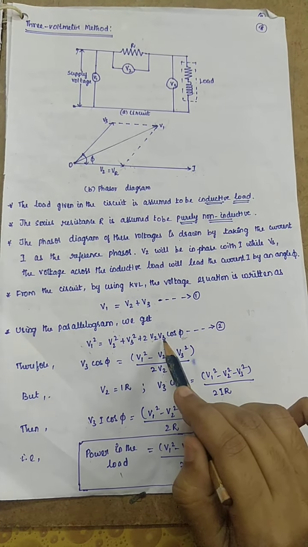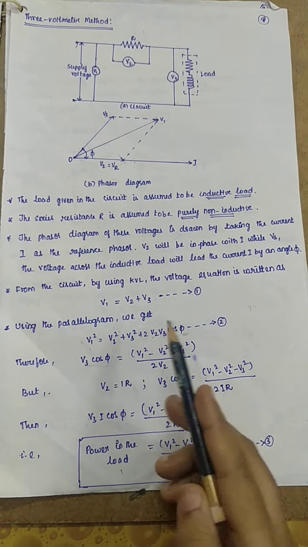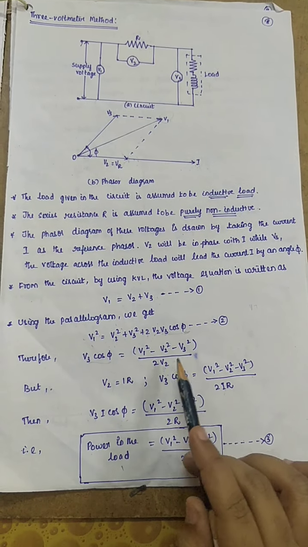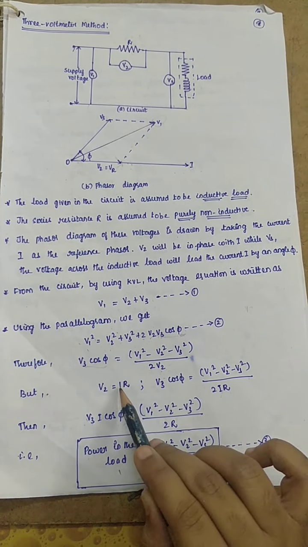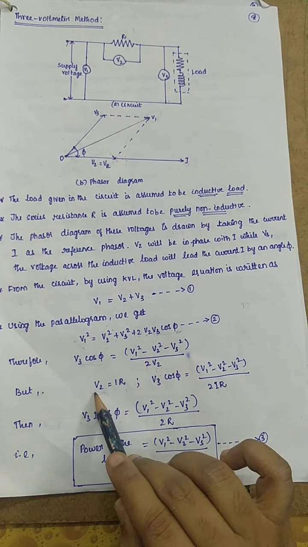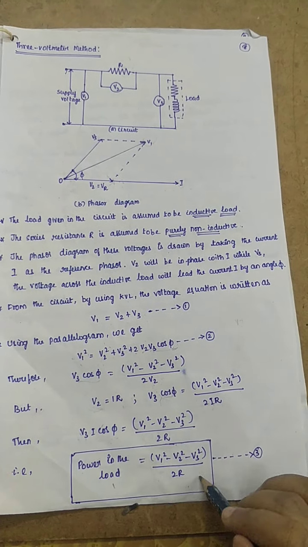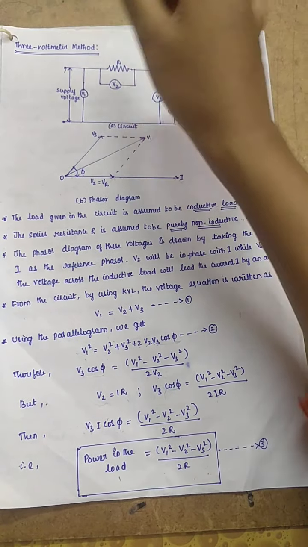Keeping the V3 cos phi term on one side, I bring the other terms to the right hand side. For V2, I substitute I into R, because the voltage across the resistance is V2, so V2 is equal to I R. Bringing the I across, I get V3 I cos phi, and the remaining terms on the other side. V3 I cos phi is nothing but the power in the load in an AC circuit, and this is the formula to measure the power in an AC circuit by the 3 voltmeter method.